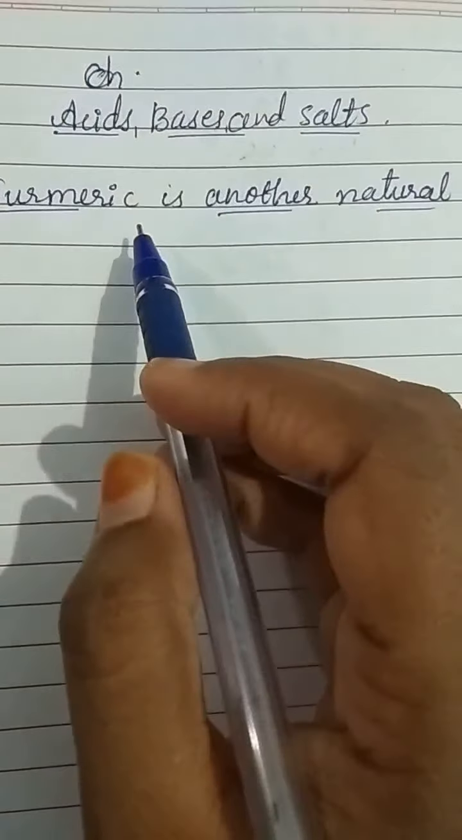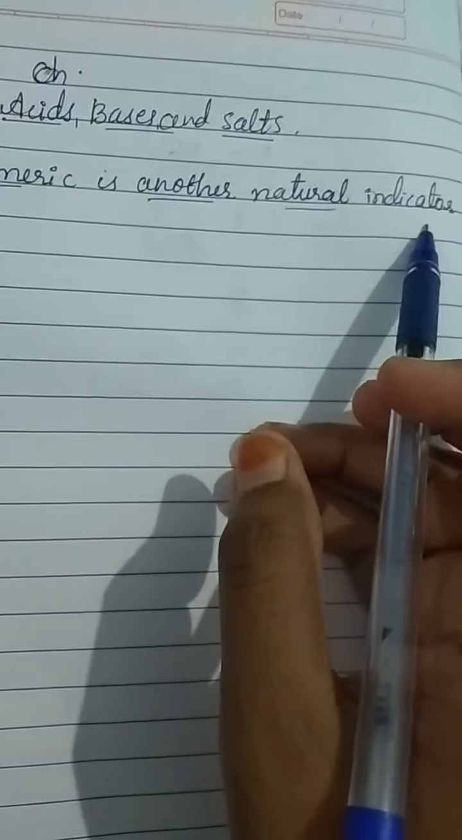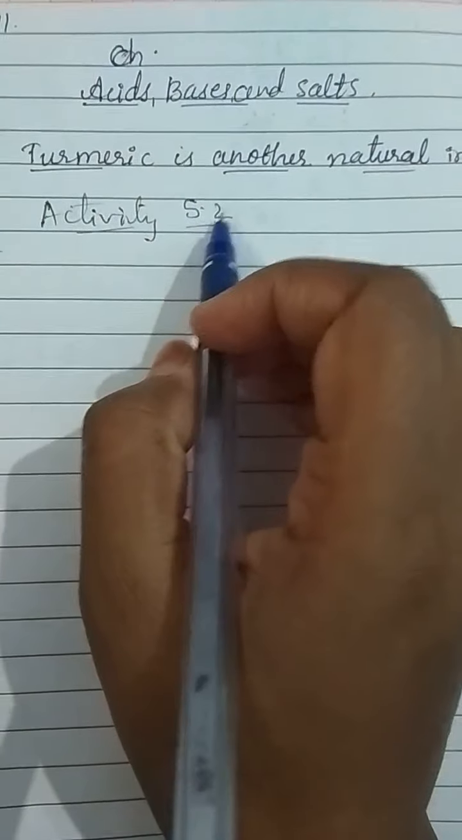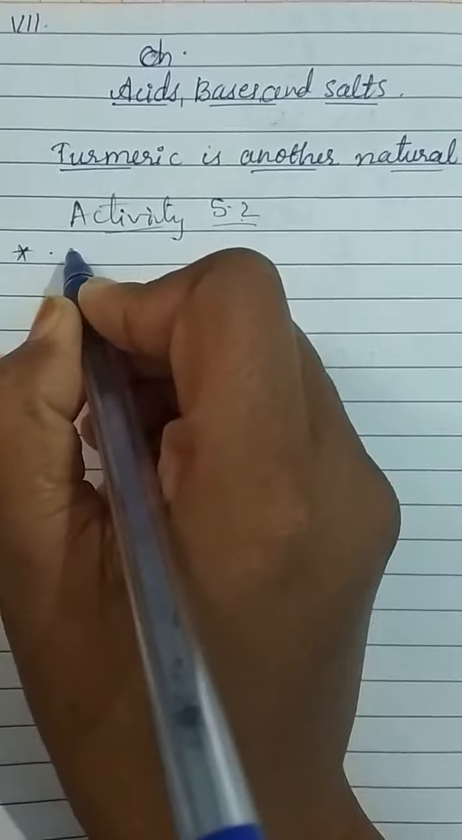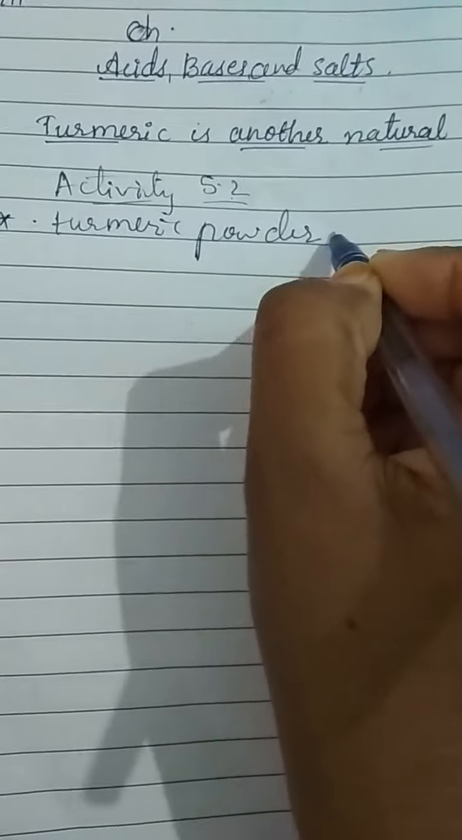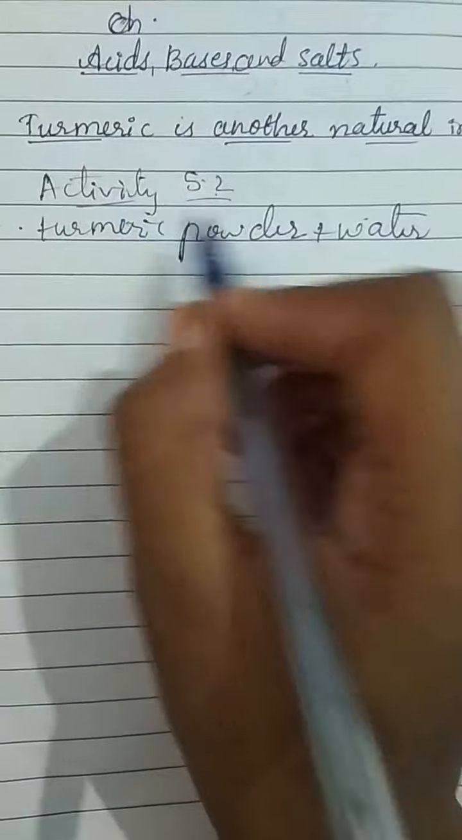Dear students, in the last class on acids, bases and salts, you learnt about natural indicators around us. Today in this class, we are going to study turmeric, another natural indicator. Regarding this, let us perform activity 5.2. For this, we want a tablespoon of turmeric powder and we need water to make a paste. We have to make a paste.